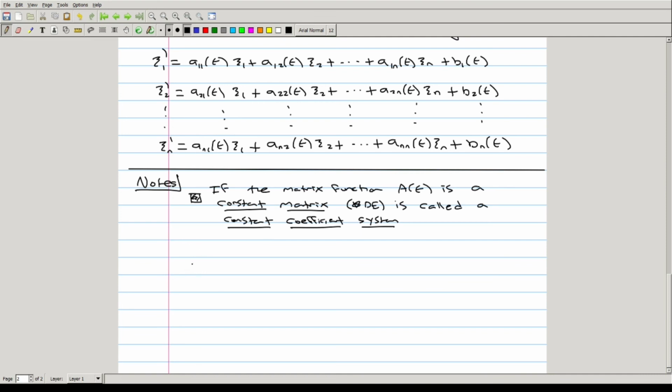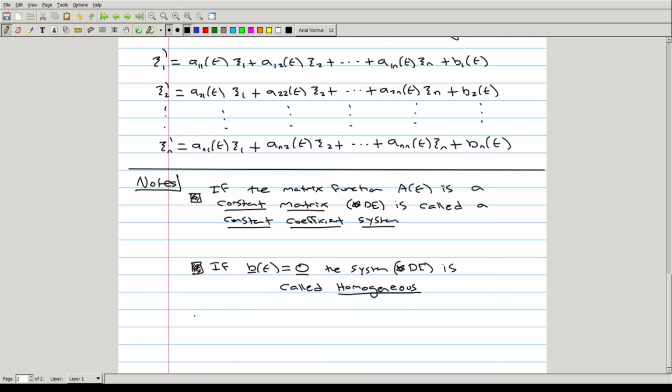And the other notation here that I want to get down at the beginning is that if b of t is identically equal to 0, the system of differential equations is called homogeneous. So not homogeneous, homogeneous.